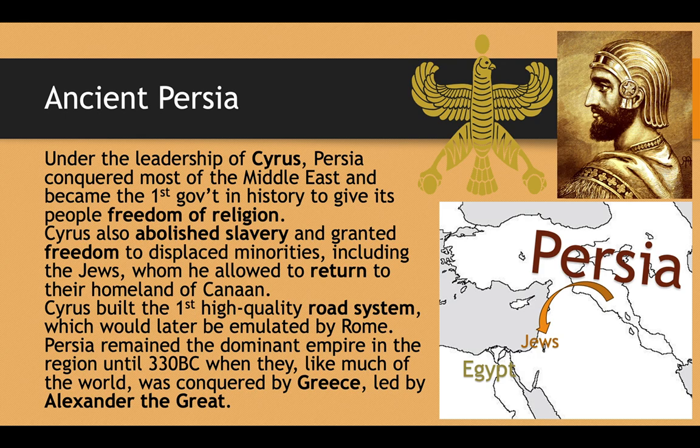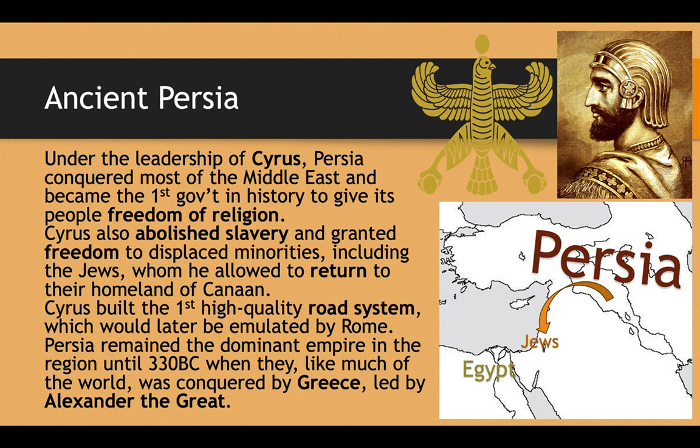But Cyrus didn't believe in that. He said, even though he was a Zoroastrian, he said that people should have the freedom to worship as they see fit. So he gave his people freedom of religion, first government in history to do so. He also abolished slavery, which was super unique. Pretty much every civilization in all of human history until very recently has had some form of slavery. And then he also granted freedom to all displaced minorities in Persia, including the Jews who had been captives in Assyria and Babylon for centuries at this point. So he allowed them to return to their homeland of Canaan, return and rebuild Jerusalem, and he was seen as a savior for that reason.